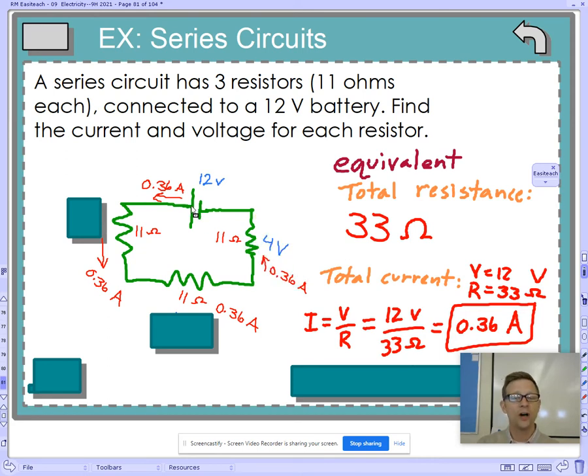There's also a total current of 0.36 amps. It's the total, and it's the same everywhere. It's shared by everything. It's also the amount of current coming back to the battery right here.